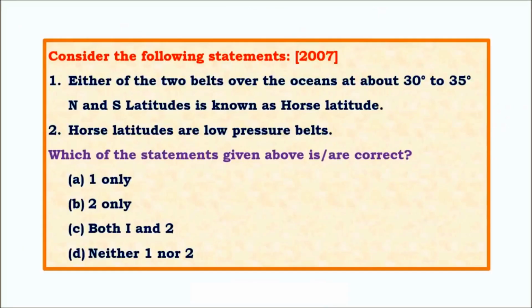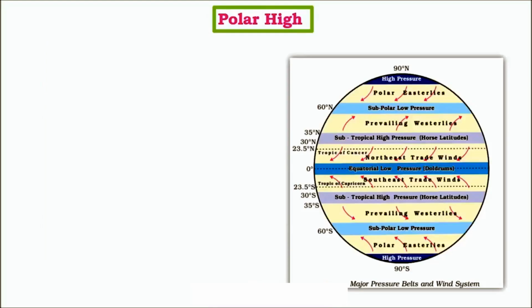So consider the following statements. Either of the two belts over the oceans at about 30 to 35 degrees north and south latitudes is known as horse latitudes. So we have seen that subtropical high pressure belts are called as horse latitudes and they are present between 25 to 35 degrees north and south based on seasons. So this point is correct. Horse latitudes are low pressure belts. So horse latitudes are high pressure belts, they are not low pressure belts, hence this is wrong. Only one is correct.